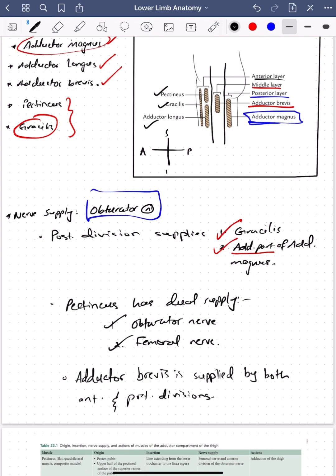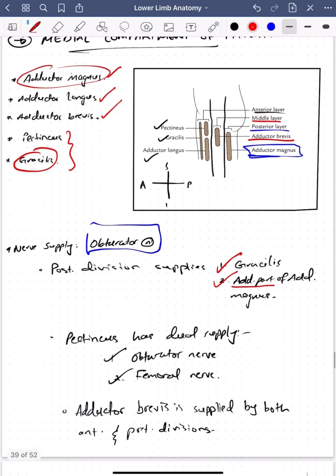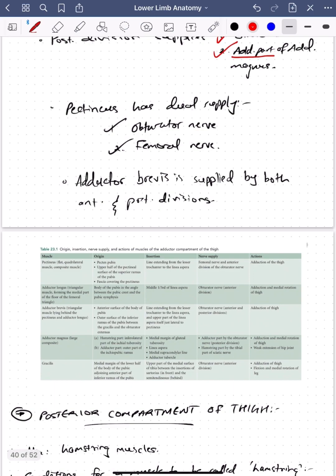I'll just go through again. The 3 adductor muscles, pectineus and gracilis. Nerve supply is the obturator nerve. Now I've included the table. You can just pause the video right now and go through them. Moving on, the posterior compartment of thigh.